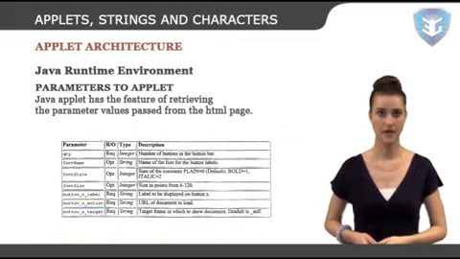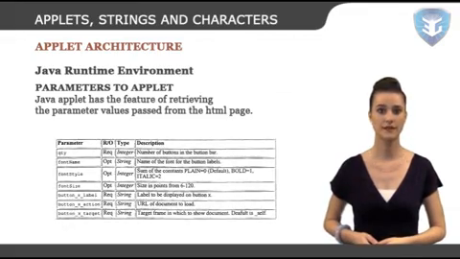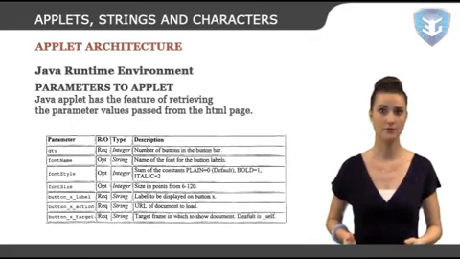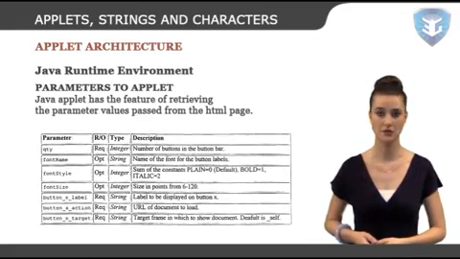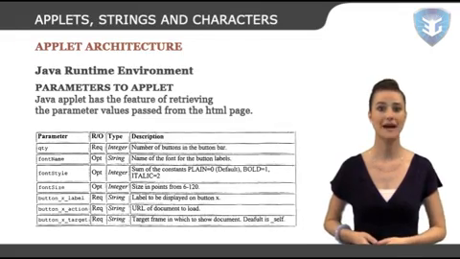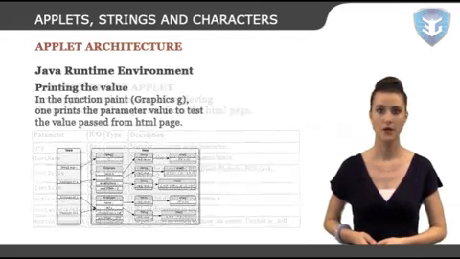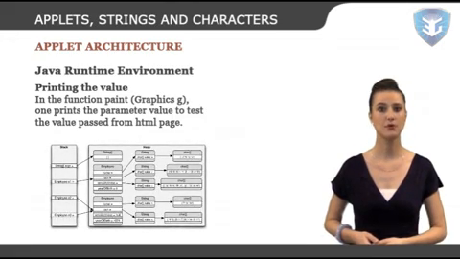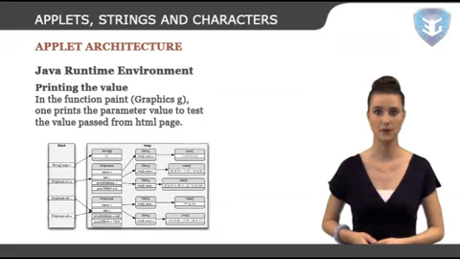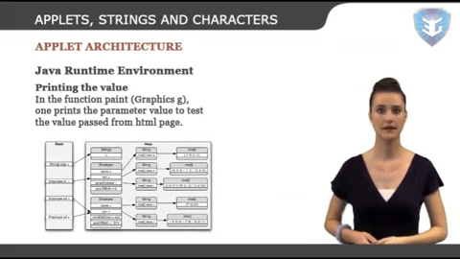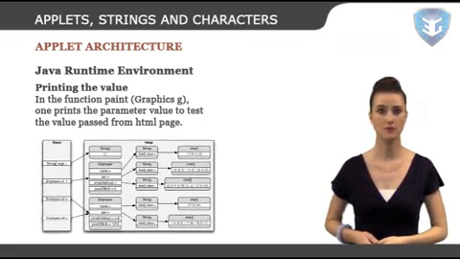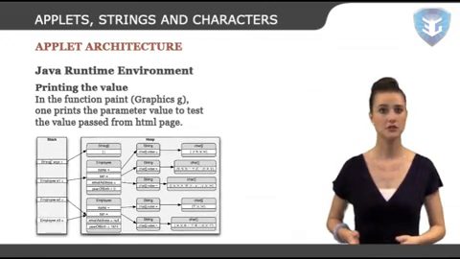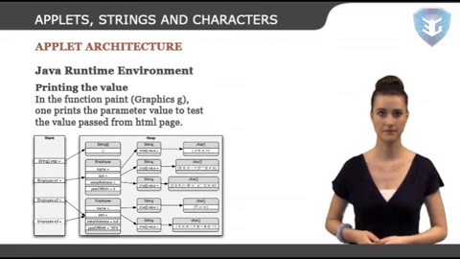Parameters to applet. A Java applet has the feature of retrieving the parameter values passed from the HTML page, so one can pass the parameters from the HTML page to the applet embedded in the page. The param tag is used to pass the parameters to an applet. Printing the value: in the function paint, Graphics g, one prints the parameter value to test the value passed from the HTML page. The applet will display "Hello, Java applet" if no parameters are passed to the applet, else it will display the value passed as parameter. The applet should display "Welcome" in passing parameter.